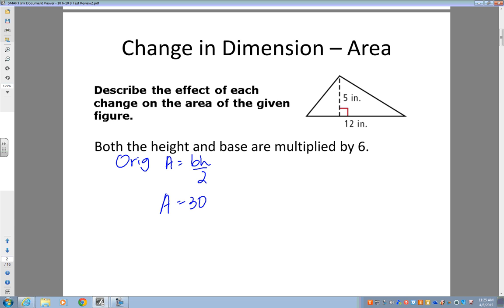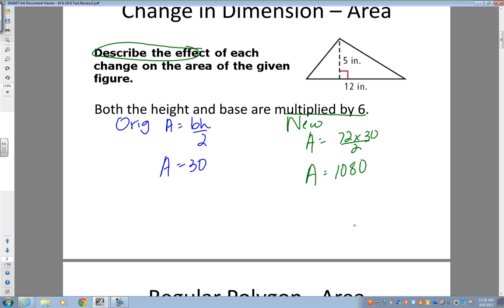And then you needed to look at the new area, meaning if you multiply the base and the height by 6. So most of y'all gave me that answer too, because that would be a 72 by 30, and then divide by 2. Most of y'all got to this. But they want you to tell the effects, describe the effects of the change. Yeah, the area is multiplied by what? That's what they want you to do.